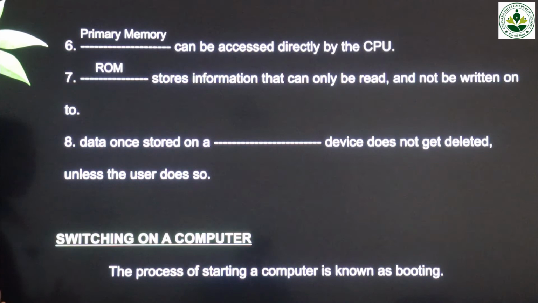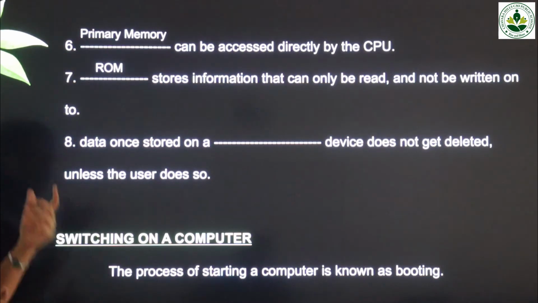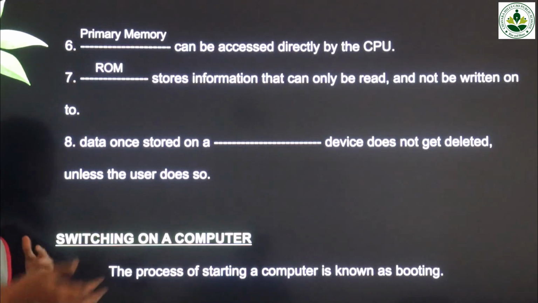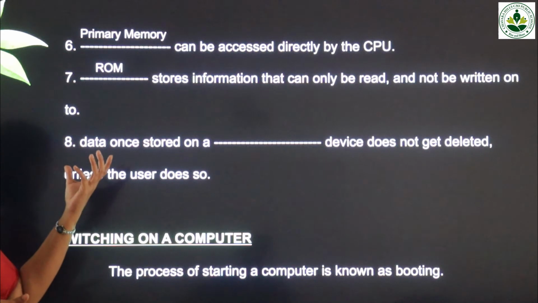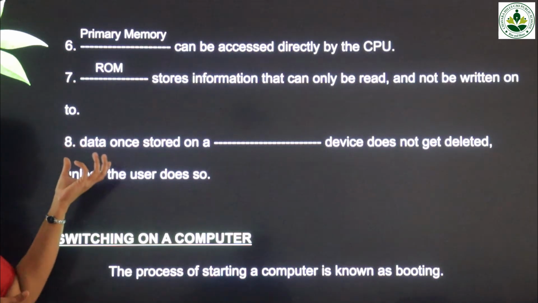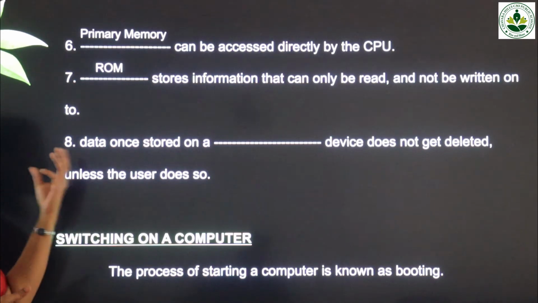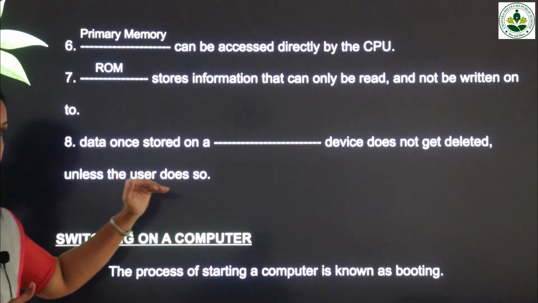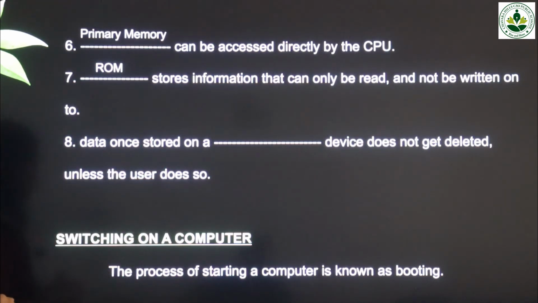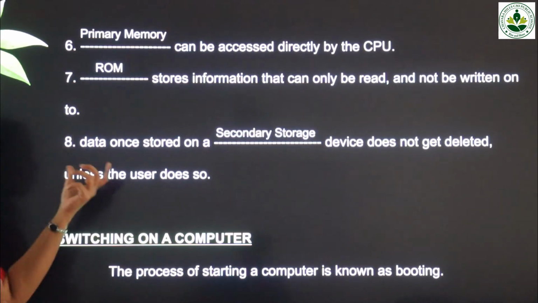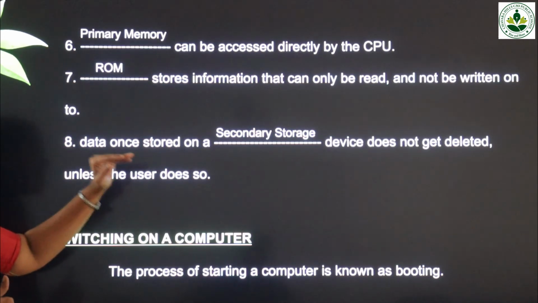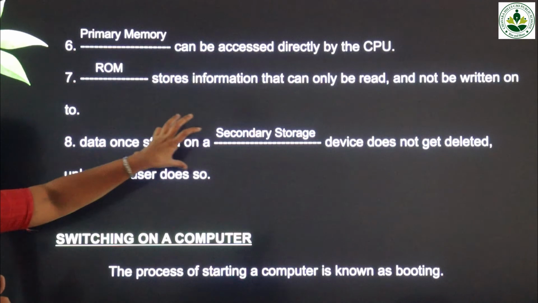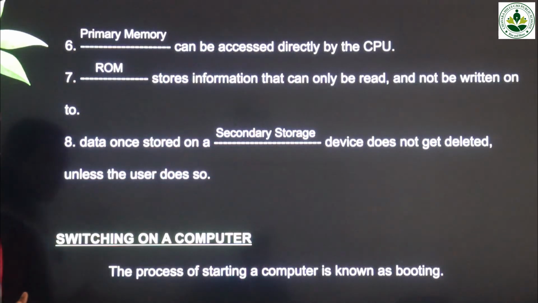Then eighth one, data once stored on a dash device does not get deleted unless the user does so. So after doing some work, we are saving it. When we switch off the system and again switch it on, that data will be there in the system. Okay. So where does it store? It is in the secondary storage device. Till we delete it, the data will be there in the secondary storage device.